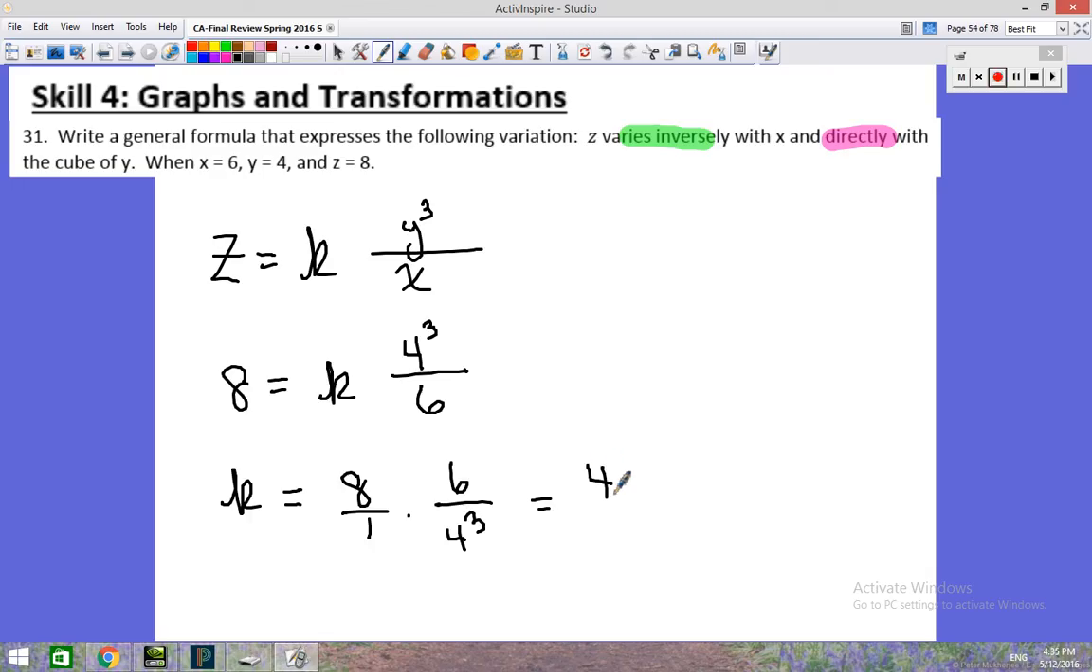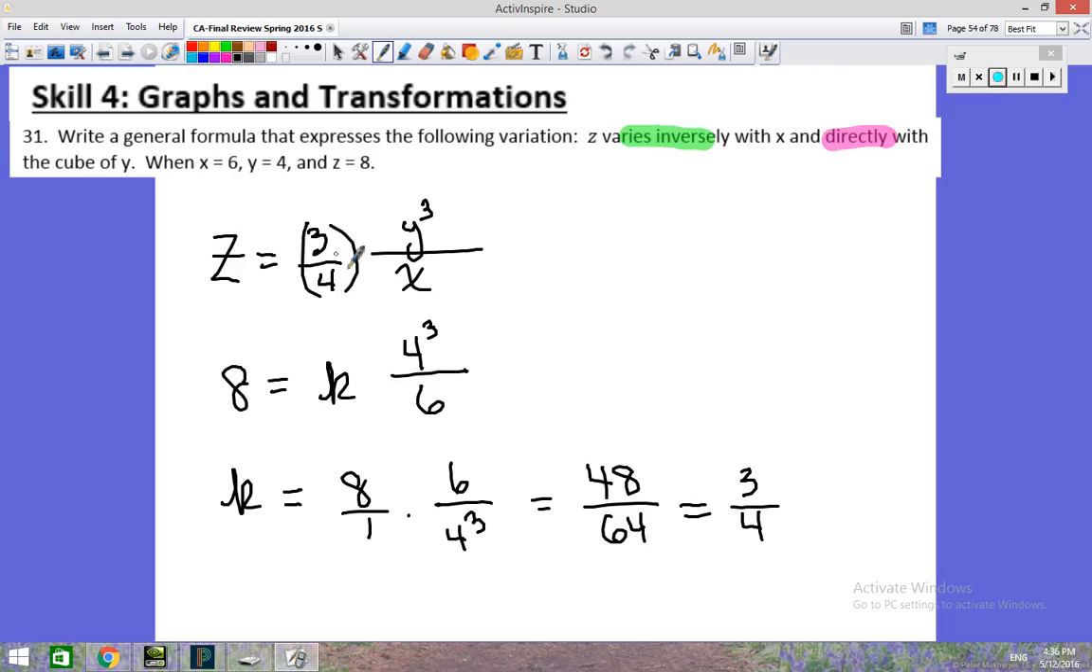So 8 times 6 is 48. 4 cubed is 64. But hey, I can reduce that. I know that 8 divides both of those numbers. Actually, 16 divides both of these numbers. 16 goes into that 3 times. 16 goes into that 4 times. So this k up here, I know is 3/4.